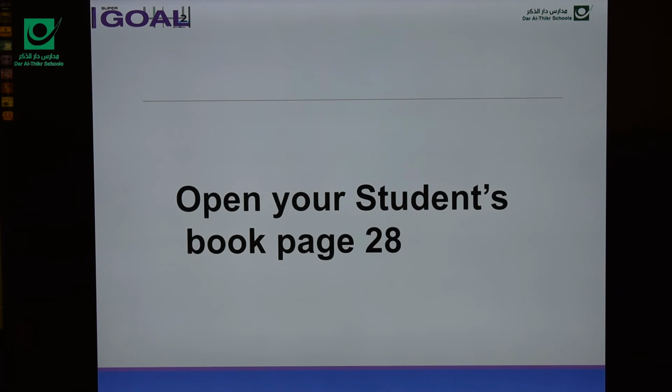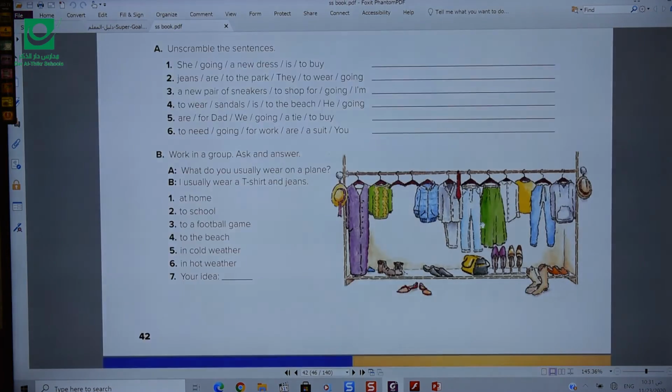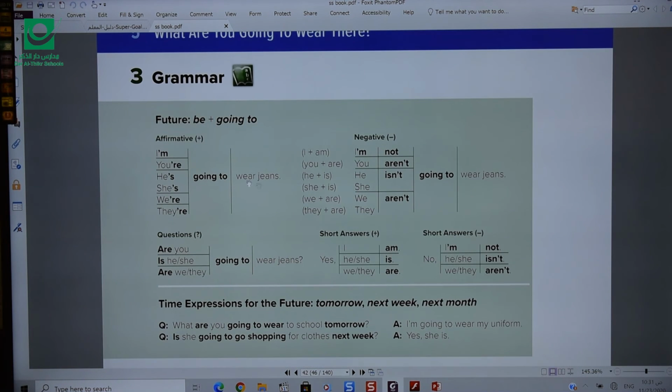Now go to your student's book. This is page 42. As you can see, grammar, future, be going to. This is affirmative. I'm going to.